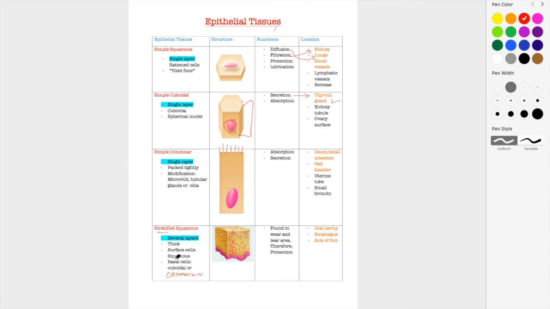Remember that stratified squamous epithelium has different, multiple layers. That's why it is stratified. These are usually found in areas of wear, therefore they are for protection. For example, the oral cavity, esophagus, and the sole of the foot. These are the places where you can find stratified squamous epithelium.